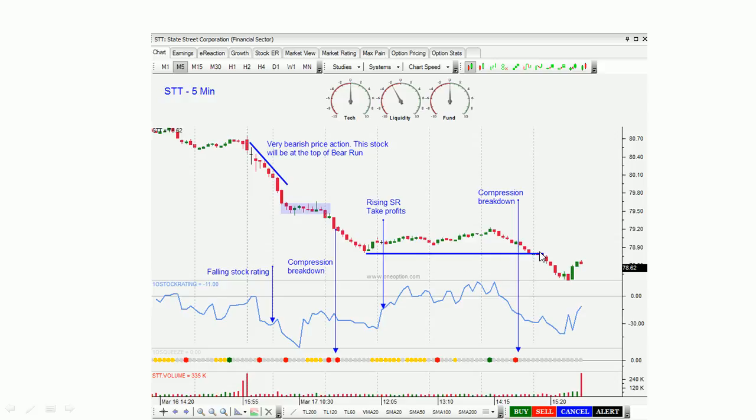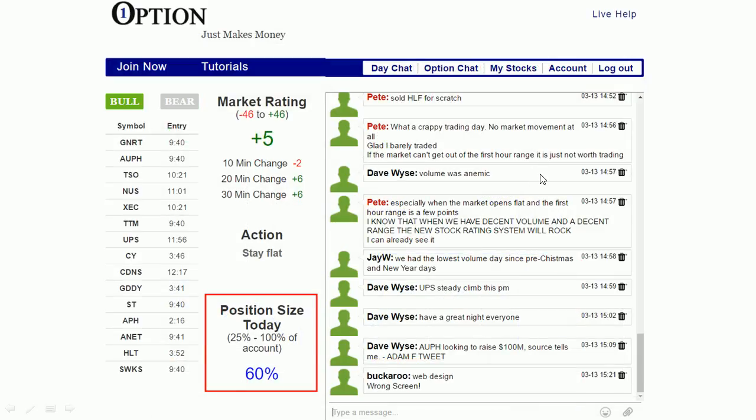And then towards the close, you get another pop-up alert that says, hey, STT, take another look at me. I'm making a new low of the day. And you've got a nice little 30-cent winner in here if you get out when the stock rating starts to improve. So that's how we use the stock rating to find trades.